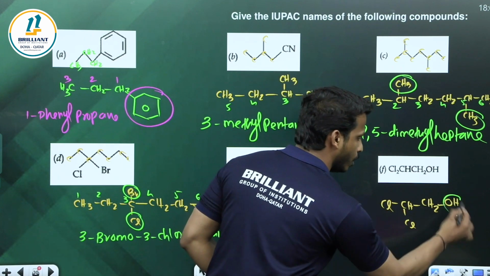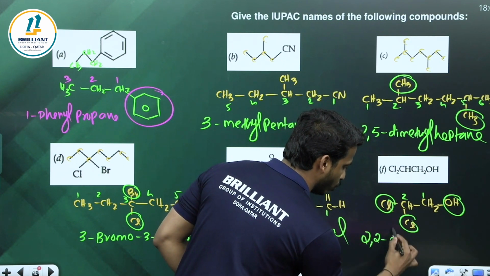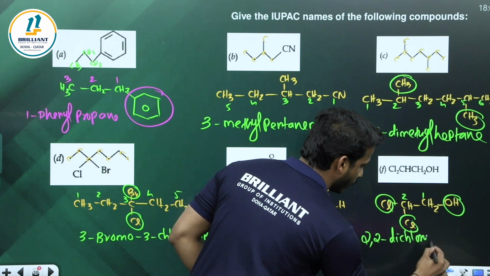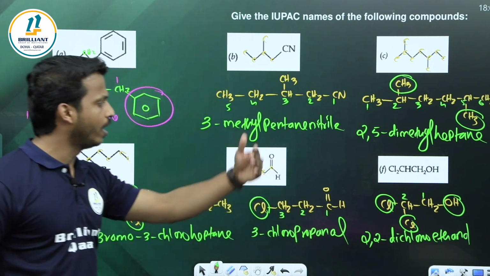What about here? Alcohol is the main group. So 1, 2, second position 2 chlorines are there. So what can we say? 2,2-dichloro. 2,2-dichloroethanol, right? 2,2-dichloroethanol.